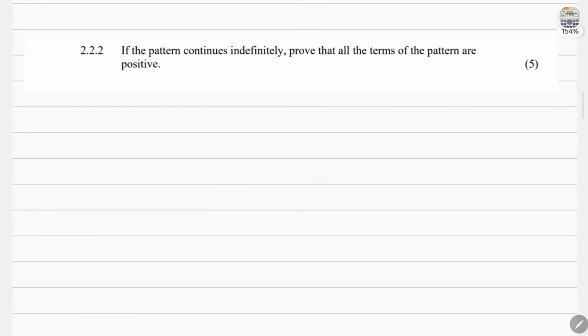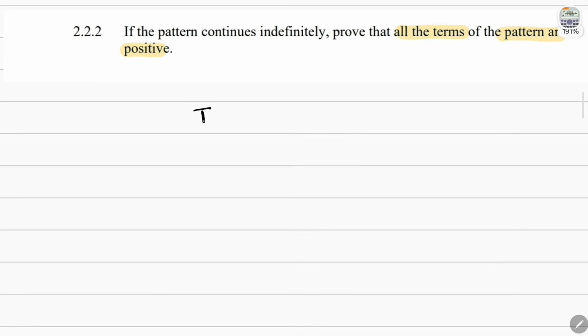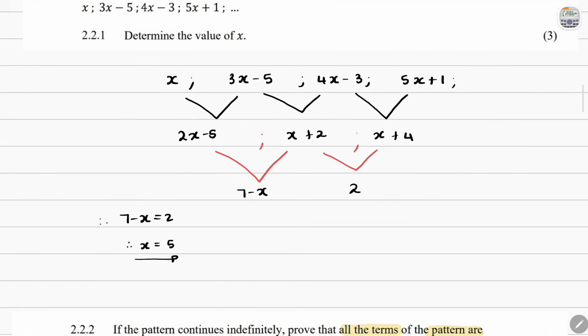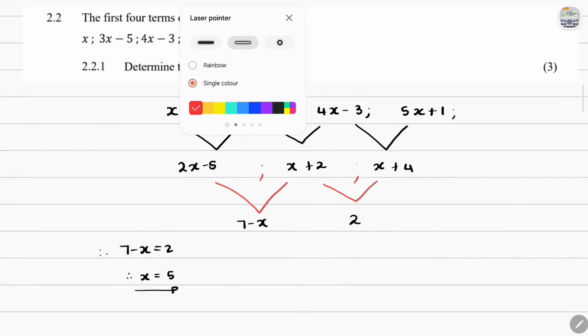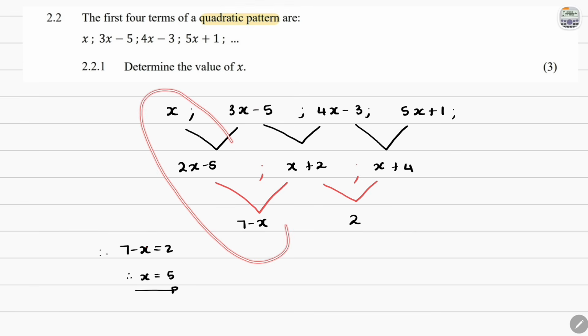Question 2.2.2 says, if the pattern continues indefinitely, prove that all the terms of the pattern are positive. The main thing that we can use to determine the kind of term values we're going to have is the general term. So we clearly have to find this pattern. So it's in the form of an squared plus bn plus c. Okay, so in our pattern, we're just going to have to concentrate on these three first terms. In the quadratic pattern, the first differences, and the second constant difference, given that we know what x is now.